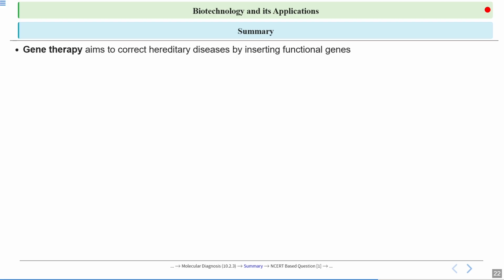So now we have to again and again insert lymphocytes until that lymphocyte is living, it's fine. Once it dies, we have to again inject those lymphocytes into that girl's body. So now there comes an alternative: how can we cure this permanently?